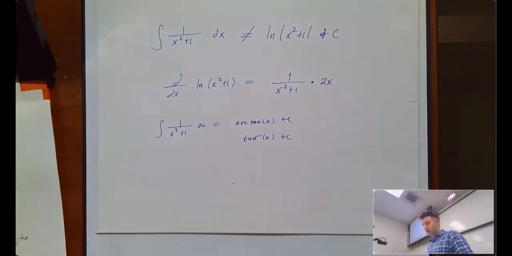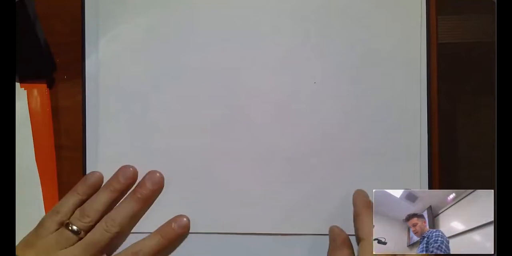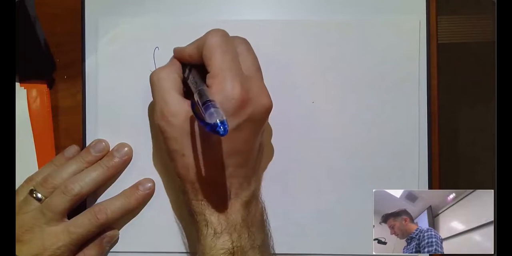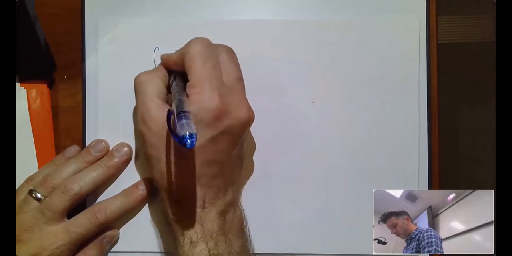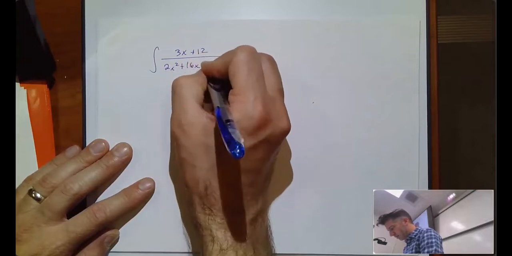What time is it? Yeah, okay, wow. Short on time. So let's look at one more example here, and then we will move along. Let's say we had the integral of 3x plus 12 over 2x squared plus 16x plus 2.